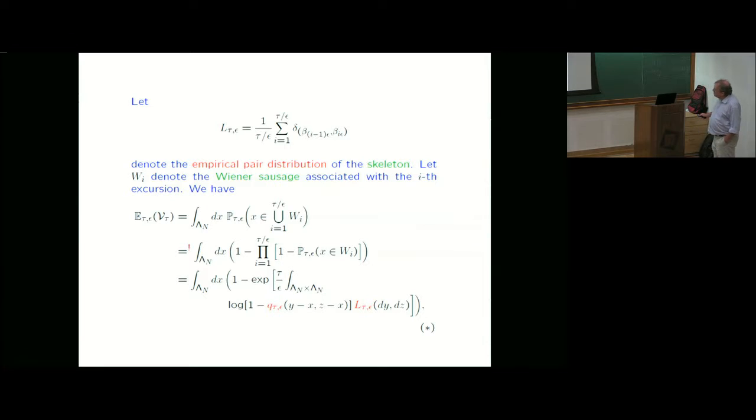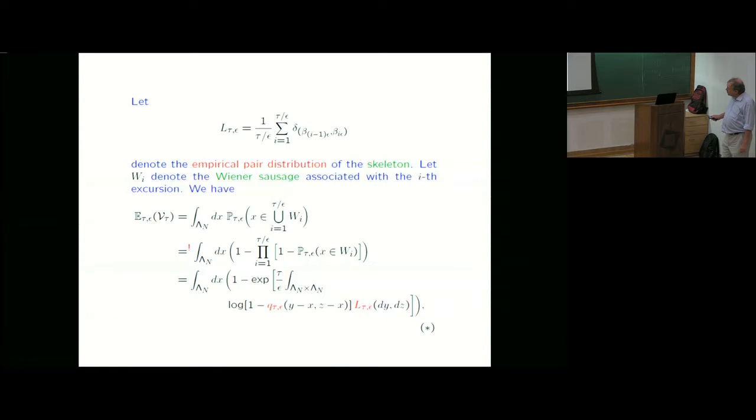Now, since these sets are independent, they're not identically distributed, being in the union. So I can write this as 1 minus not being in the union. And if x is not in the union, that's the same as saying it's not in the first, not in the second, not in the third, etc. And since the WIs are independent sets given the skeleton, that probability will factorize into the product of the probability that you're not in the first times the probability that you're not in the second times the probability that you're not in the third. And I should say conditional probability given the skeleton.